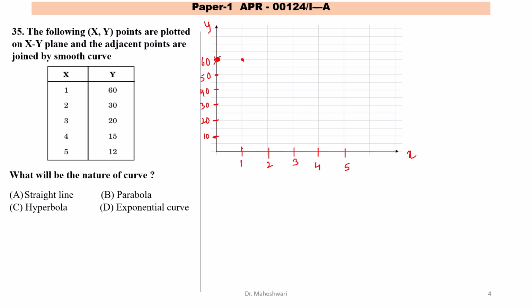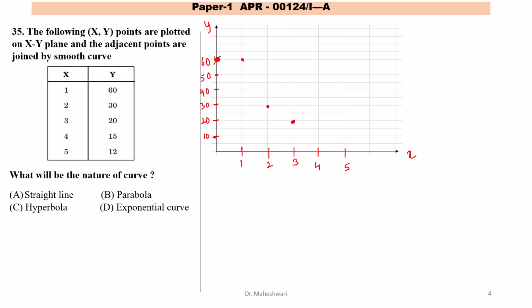So for 2 it is 30. Here it will come. Then for 3 it is 20. I think most of you are teachers, so you know how to plot the graph. Or even those students, because you are going to appear for assistant professor, everyone knows this simple graph, how to plot it. Now for 4 it is 15.